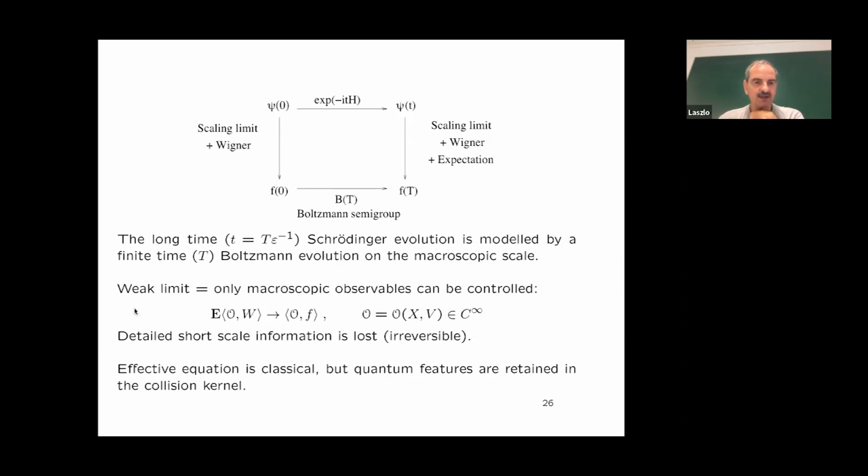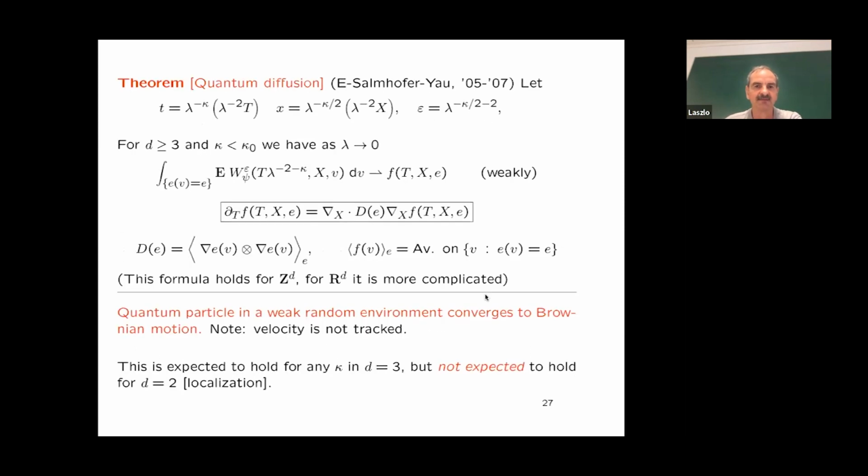It's very important, let me keep on emphasizing, that the weak limit means that only macroscopic observables can be controlled. So you can also translate the problem in such a way that you take the Wigner transform and test it against an arbitrary observable, but this observable has to live on the large scale. So the fine details of the wave are lost. The wavelengths and the interferences are lost. The only place where quantum features are retained is in the collision kernel of the Boltzmann equation.